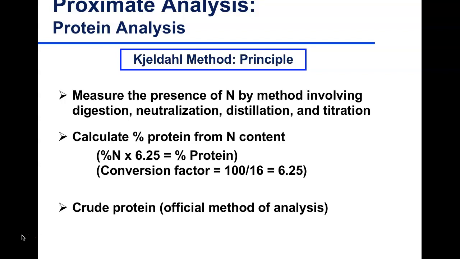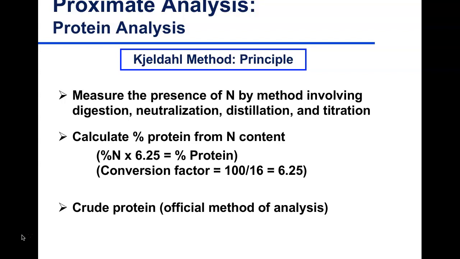So what this method does is it's going to measure nitrogen. We're going to multiply it by this conversion factor to determine our percent protein. So we call this a crude protein method. And why would we call it only crude? Why would it be an approximate amount? There are other things in there that have nitrogen.